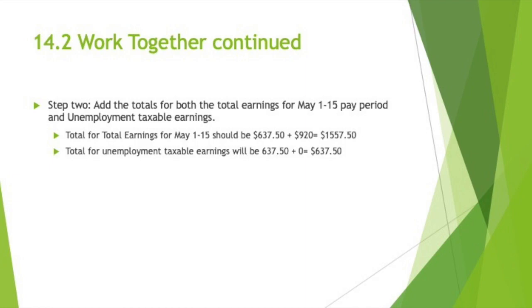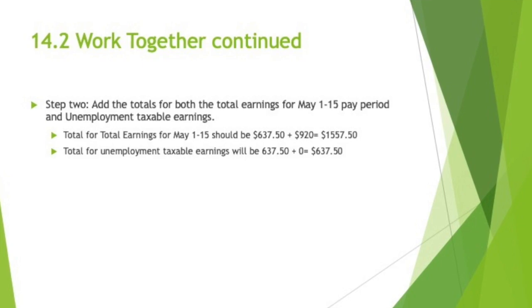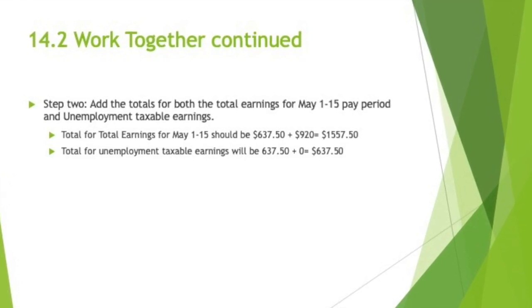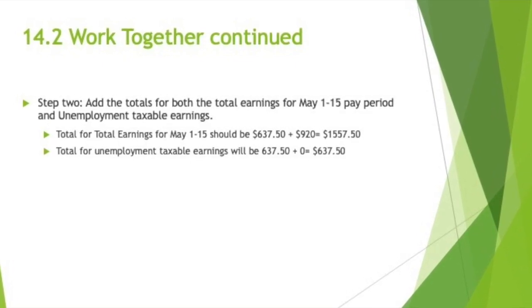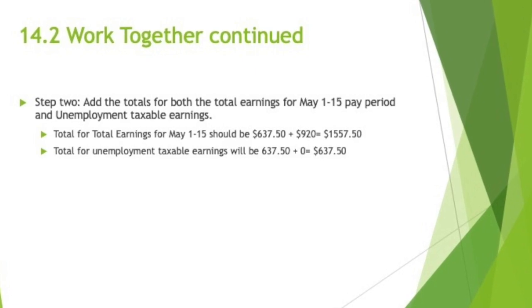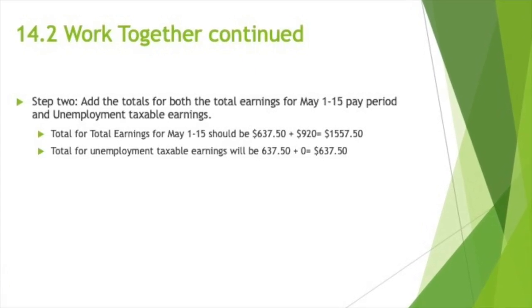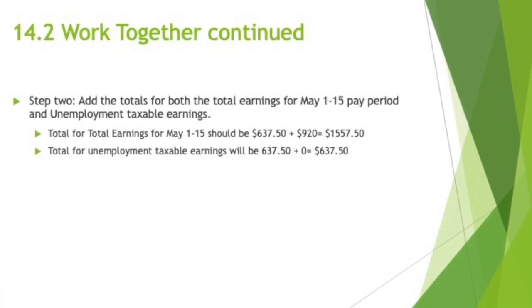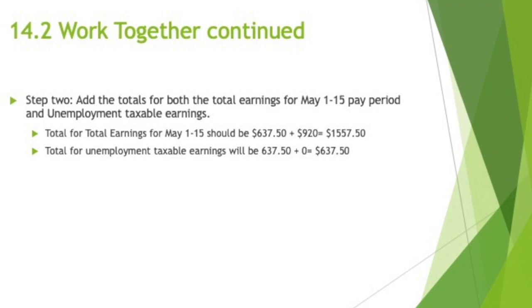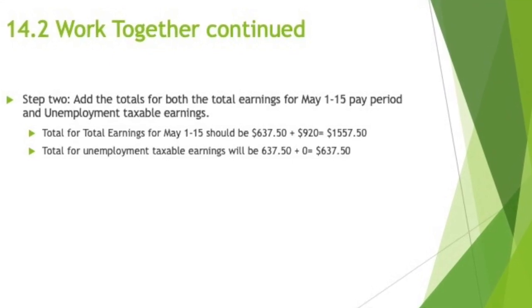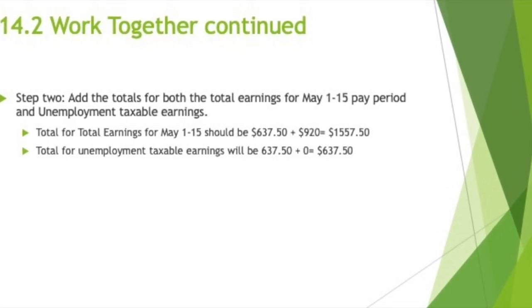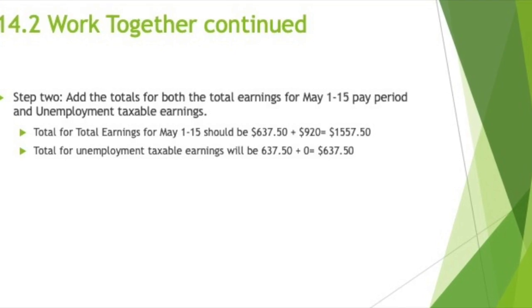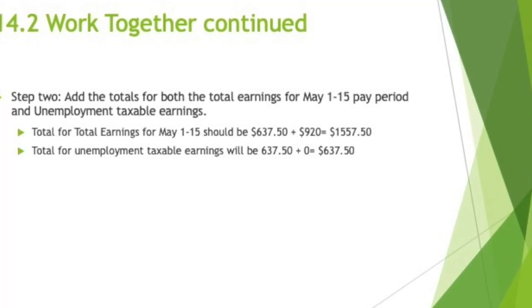So you'll put a zero or a dash through her line. Next step, you will add the totals for both the total earnings for the May 1st through 15th pay period and the unemployment taxable earnings. The total earnings for May 1st through the 15th will be that third column over, $637.50 plus $920, which will get you a total of $1,557.50. The unemployment taxable earnings will just be the $637.50 because Ms. Cintron, Irma, I guess is her name, does not have any taxable unemployment earnings at this time. She has already hit that $7,000 mark.